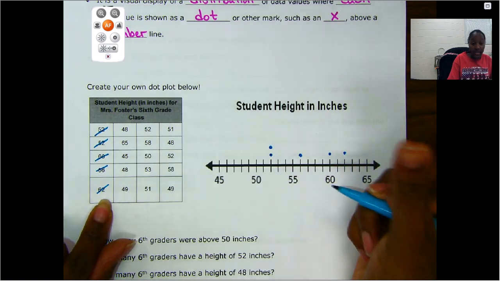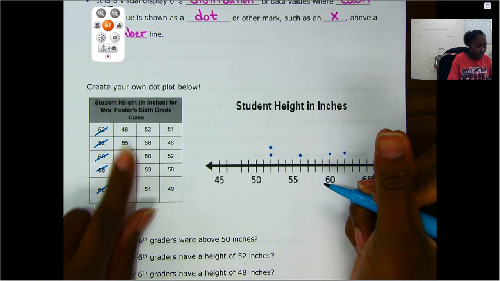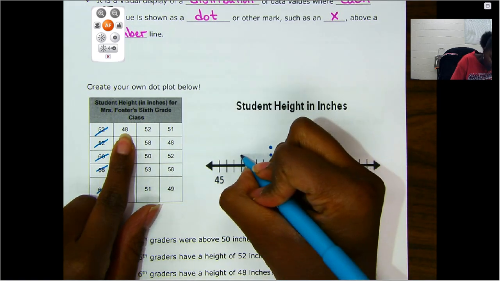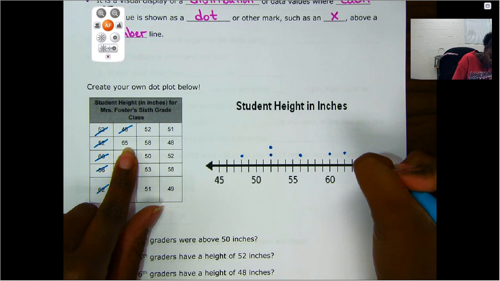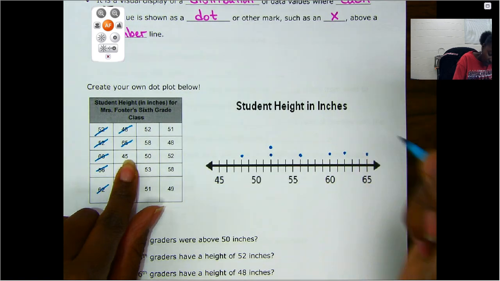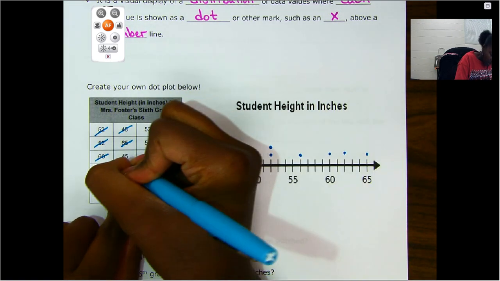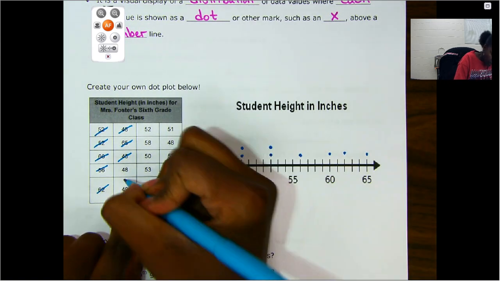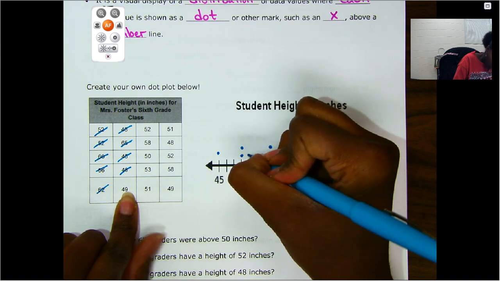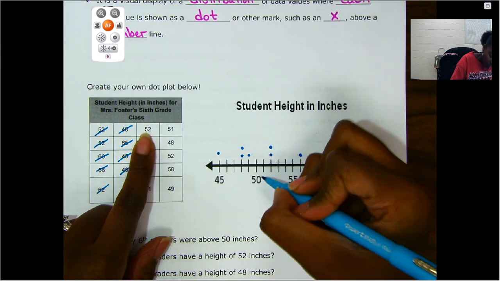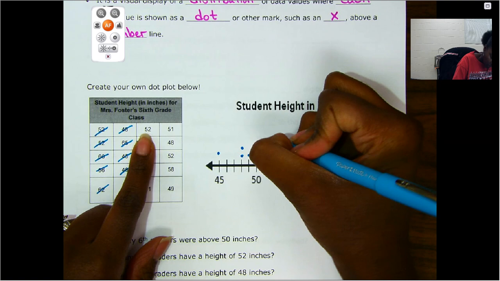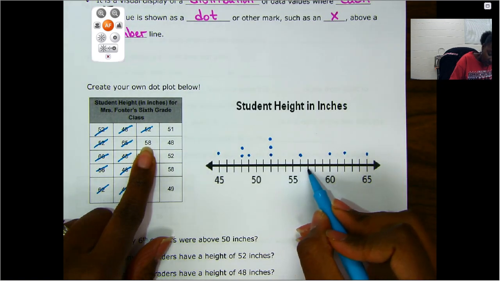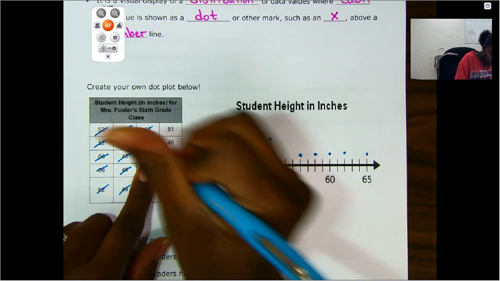Cross that out. Crossing out is good, guys. Making sure that you get all your data points. A 48, 45, 46, 47, 48 is right here. Cross that out. 65. Cross that out. 45. Cross that out. 48. 45, 46, 47, 48. So we got another one right here. A 49. 52. 50, 51, 52 right here. A 58. 55, 56, 57, 58 right here.